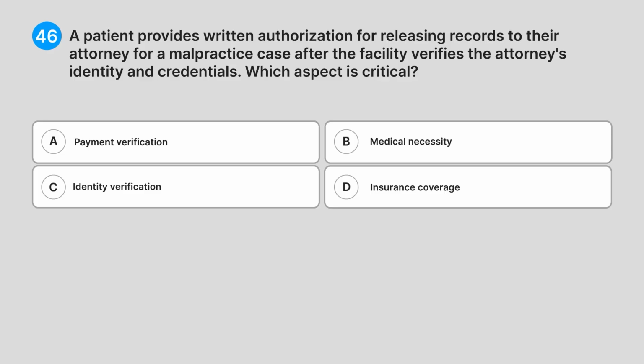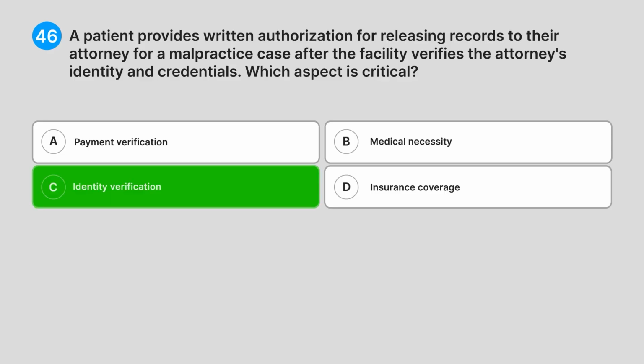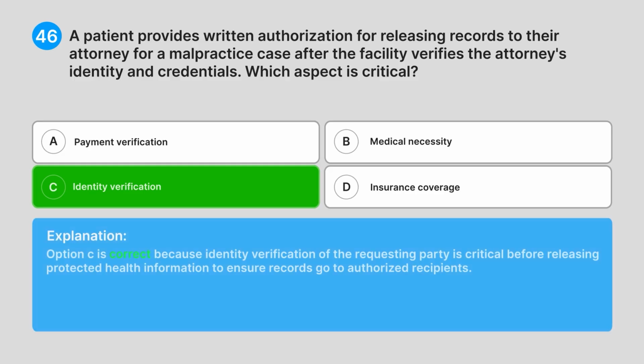Correct answer, C. Identity verification. Explanation: option C is correct because identity verification of the requesting party is critical before releasing protected health information to ensure records go to authorized recipients.